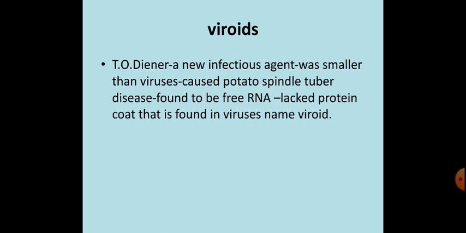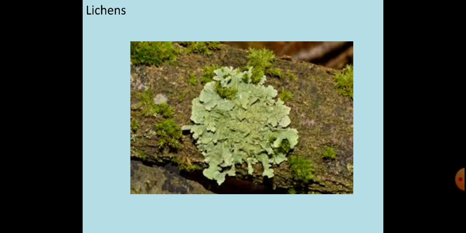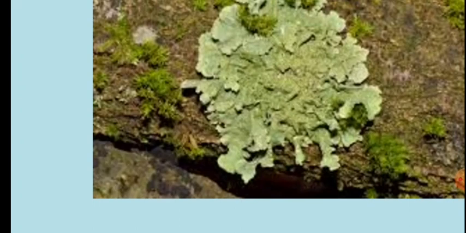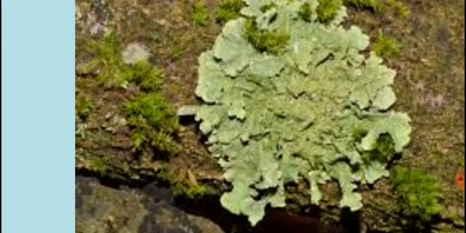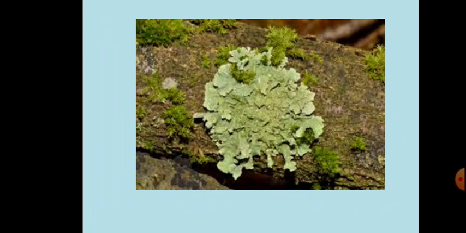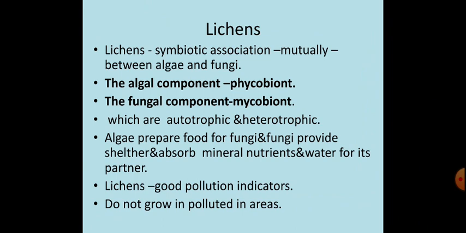Last one is lichens. You might have seen lichens. See, this is one of the pictures of lichens. You can find them on wood, on the plant body, or even on a compound wall. If you have plants, you can find these lichens. So lichens are symbiotic associations, that is mutually useful, between algae and fungi.